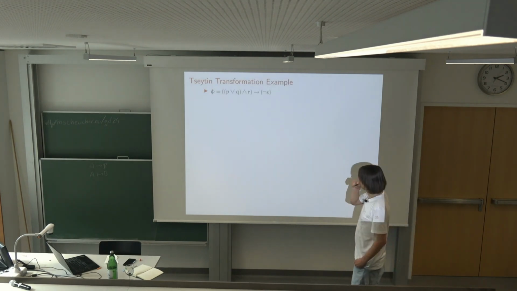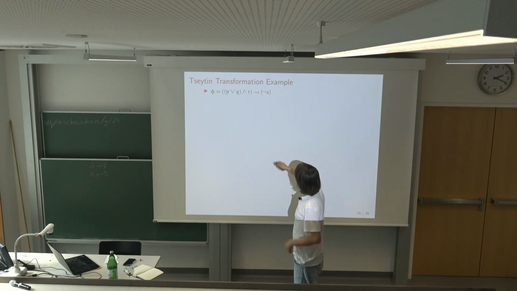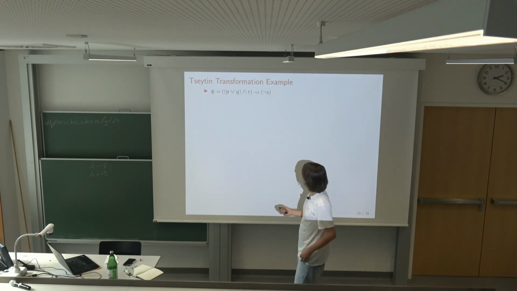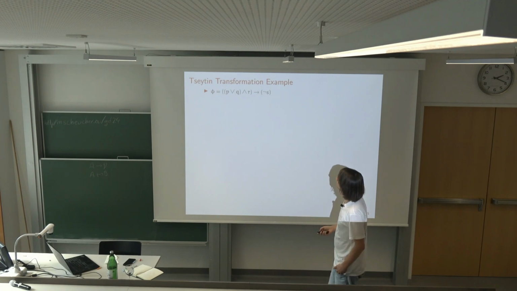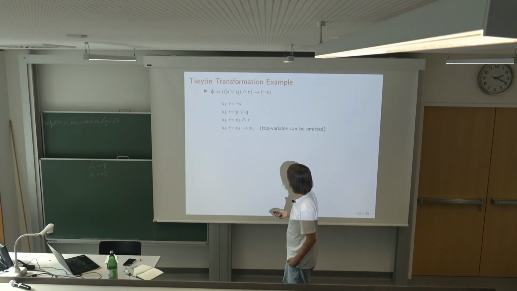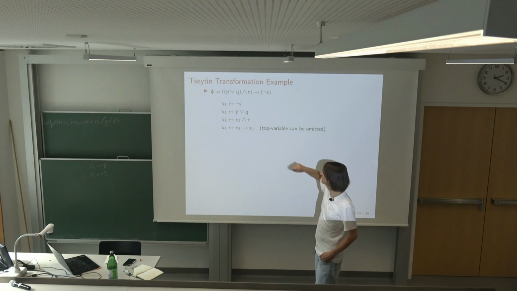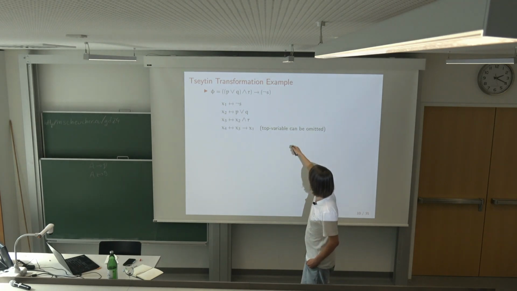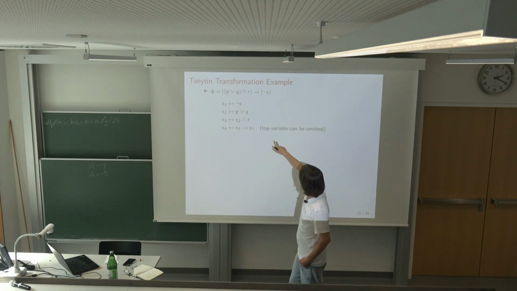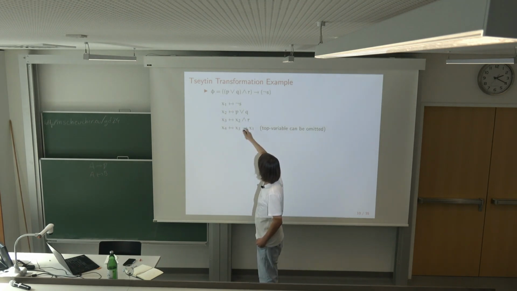How does the Tseitin transformation work? If you have P, Q, R, and some S, these can be variables or formulas. In this example, you can consider them as variables, but essentially this is like a meta example, so it can be a formula with formulas inside. But if you consider this example with variables, what you do is introduce new variables for each sub-formula.